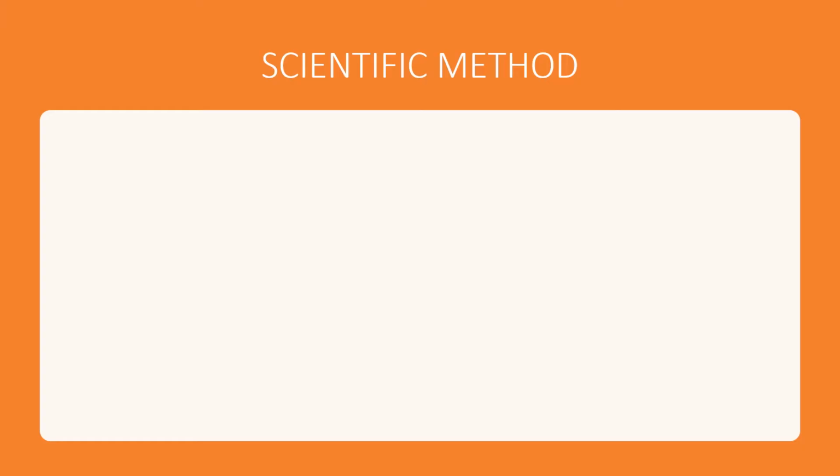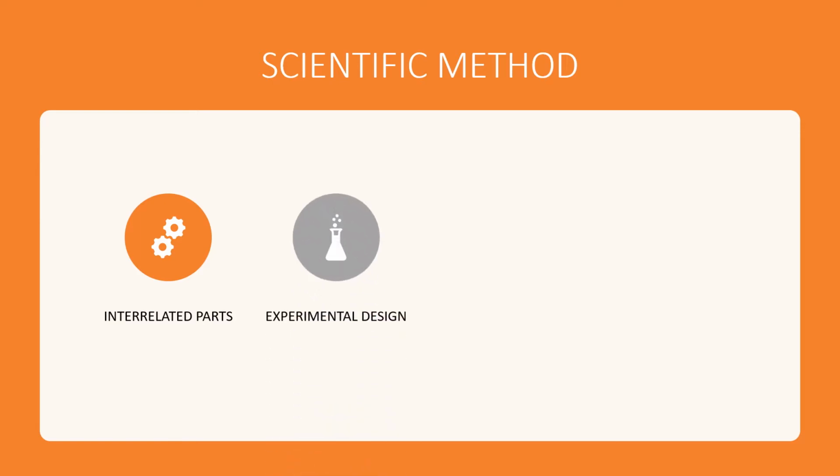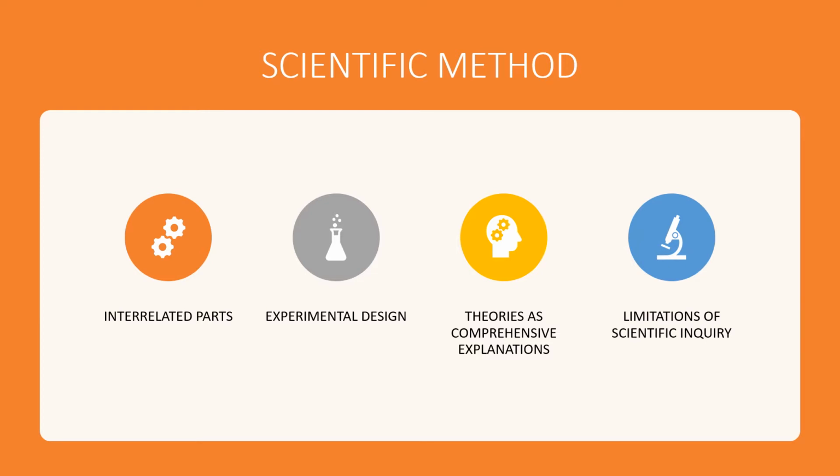Now, for this chapter, we will be discussing the different topics under the scientific method, which are the different interrelated parts of the scientific method, what is an experimental design, how are theories comprehensive explanations to different concepts, and what are the different limitations of the scientific inquiry?